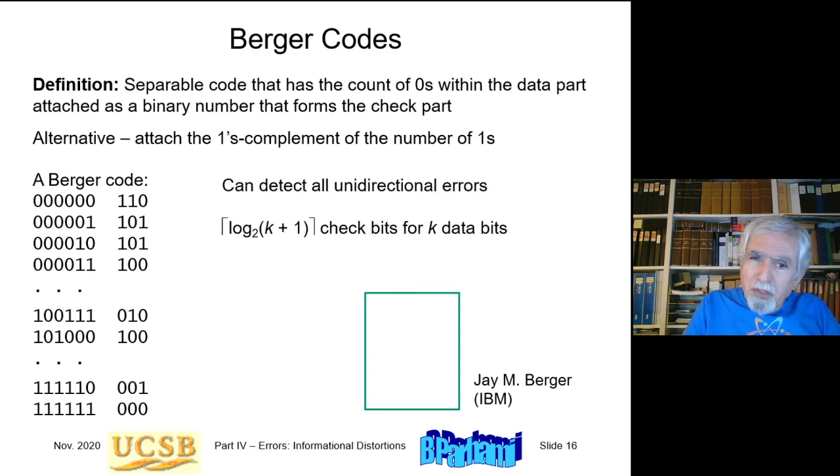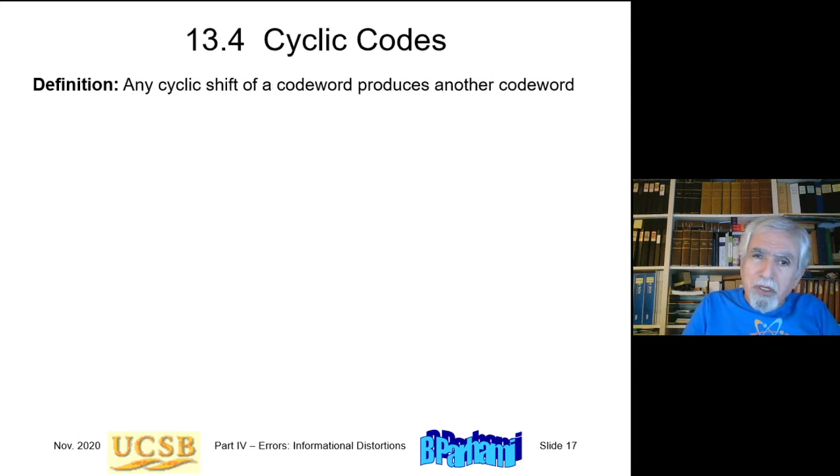So you need log base 2 of k plus 1 check bits for k data bits. So it's fairly efficient. It's a logarithmic number of bits. The longer the data part, the more efficient this code becomes. So if you have a 31-bit data part, let's say, then log 2 of 31 plus 1 will be 5 bits. You need only 5 bits. And it becomes even more efficient if the data part becomes longer.